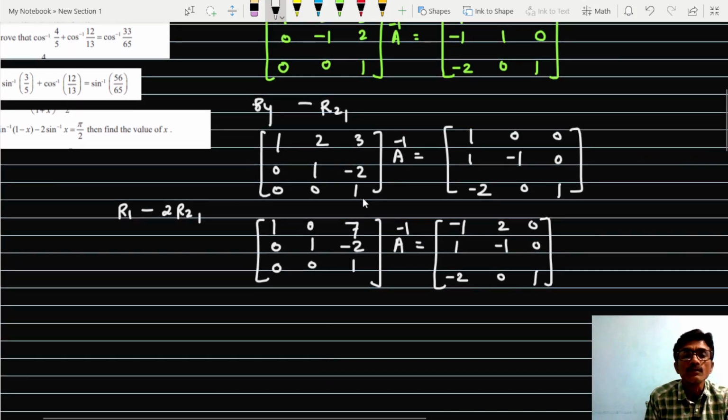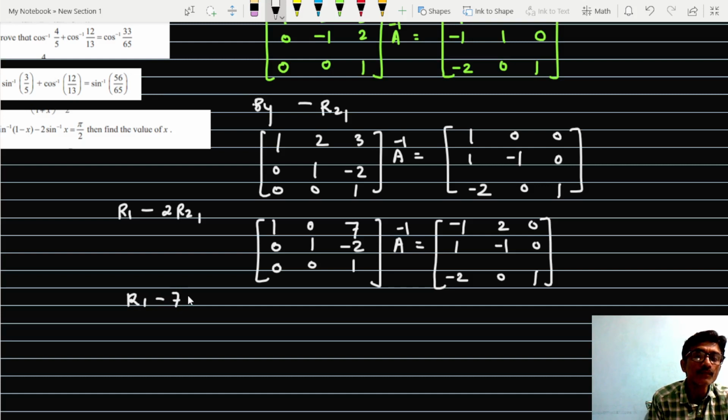Here, from R1 you have to subtract 7 times of R3. You have to subtract 7 times of R3.